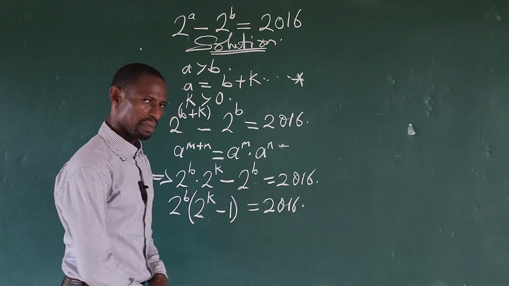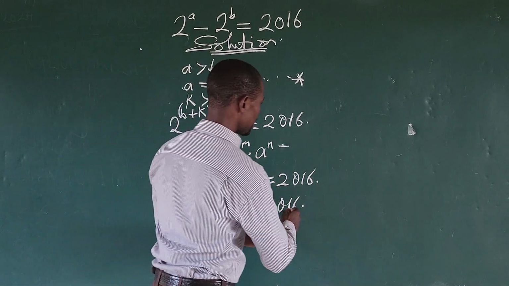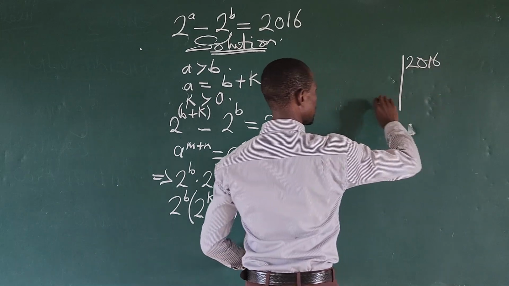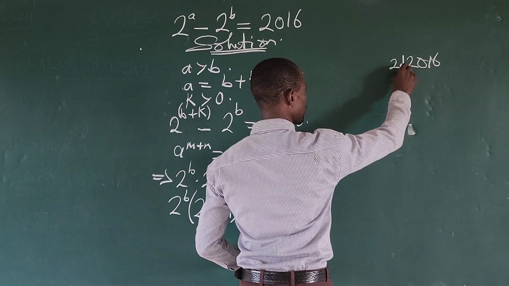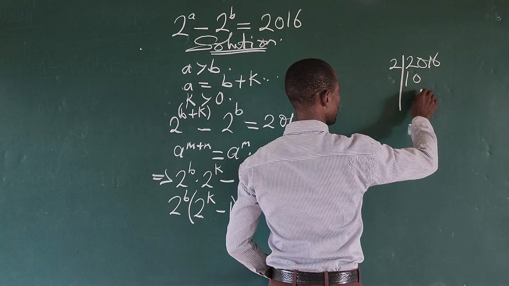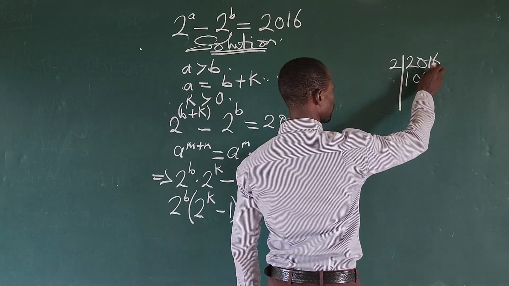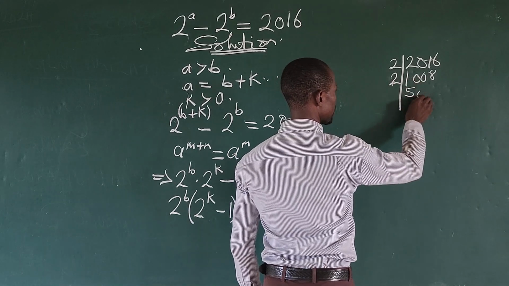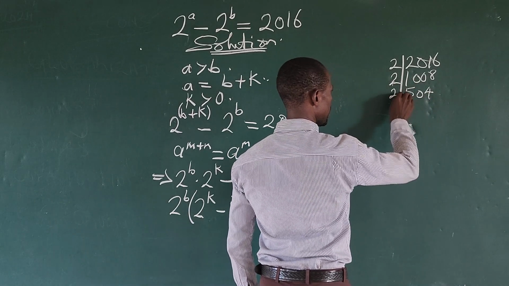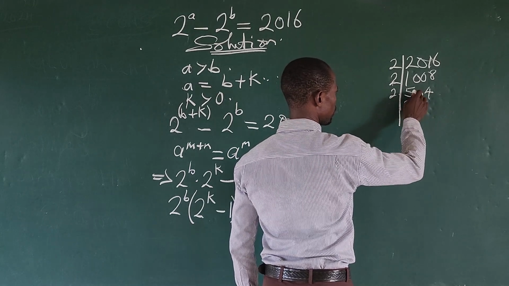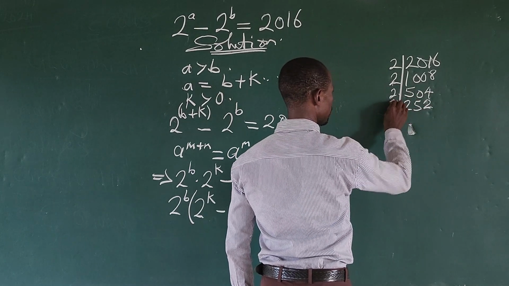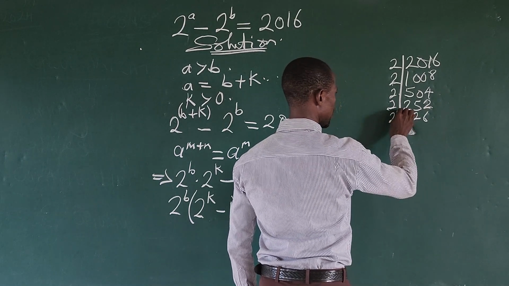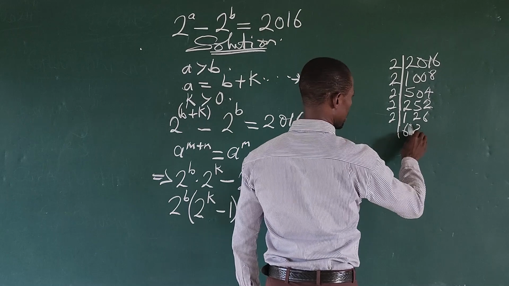So from here, let's rewrite this side of the equation. How do we go about this? It is easy. We take 2016 and use 2 to divide it. 2 into 2016 gives us 1008. We divide by 2 again, this gives us 504. We go with 2 again, this gives us 252. We go with 2 again, this gives us 126. We go with 2 again, this gives us 63.